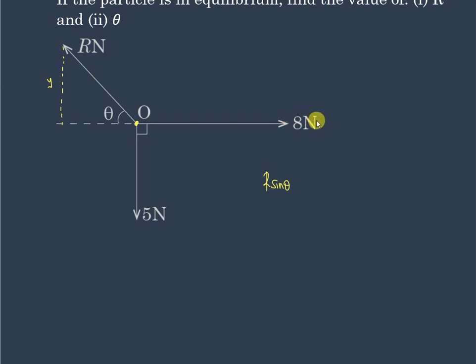The other force has no vertical component because it is purely horizontal. So it has no vertical component. The other vertical component we have is the 5 newton force, which is acting downwards. So this one is upward. The upward ones must be equated to the downward ones. So r sine theta is equal to 5. I can call that equation number 1.